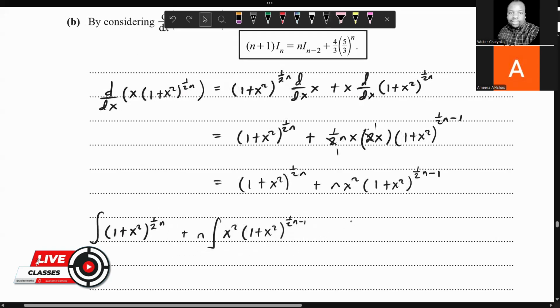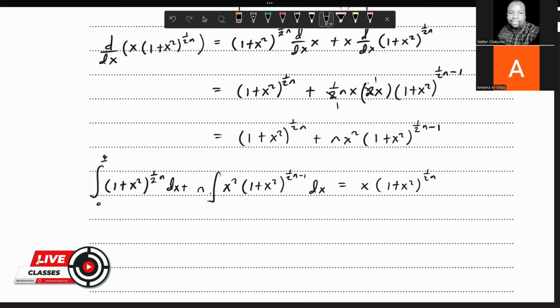So I want to do them separate. So dx, and this is with respect to x. If we do the reverse, we should get back x of (1 plus x squared) to the half n. So 0, 4 over 3, 0, 4 over 3.